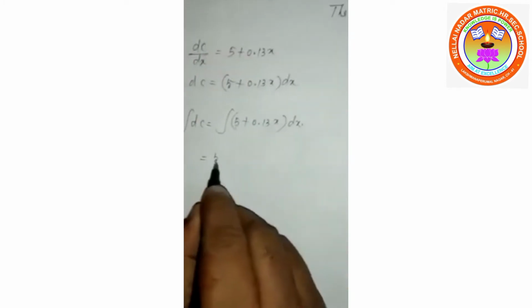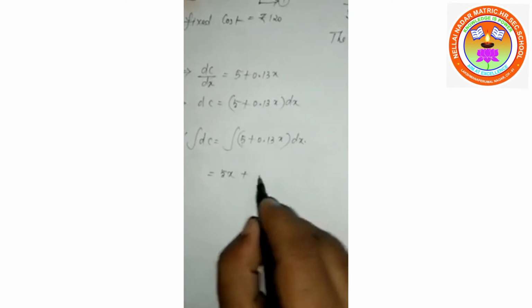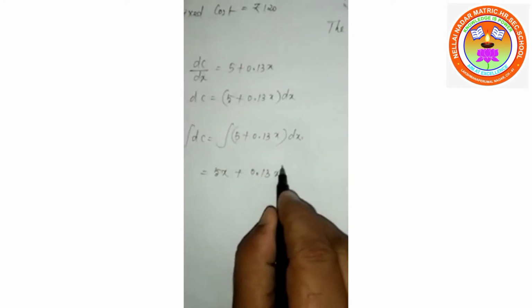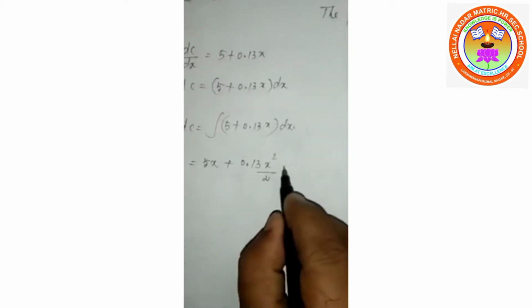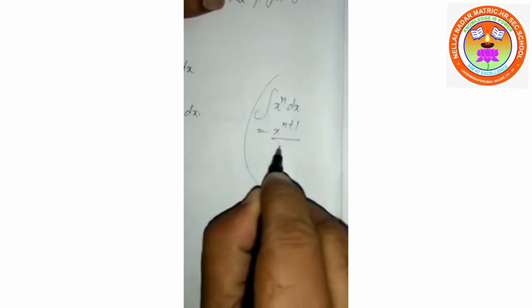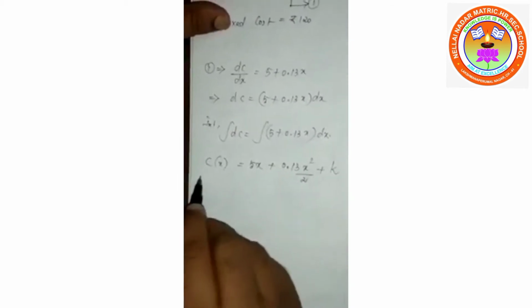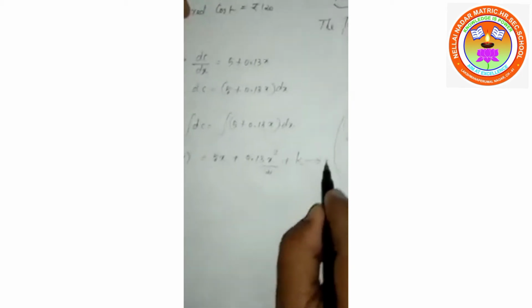Integration of dc equals c. Integration of 5 dx, 5 as it is, integral dx is x, plus 0.13 as it is, x power 1 integration is x power 2 by 2. The formula we have applied over here is integral x power n dx equals x power n plus 1 divided by n plus 1. Once the integration is over, you have to introduce the constant k. Then cost in terms of x, so you have to introduce c of x. Let it be number 3.